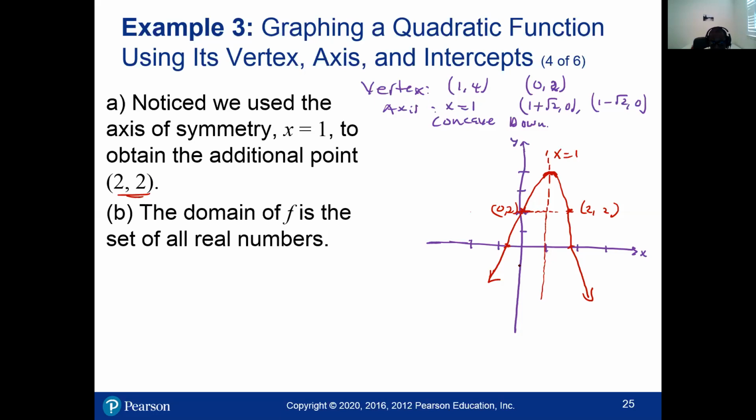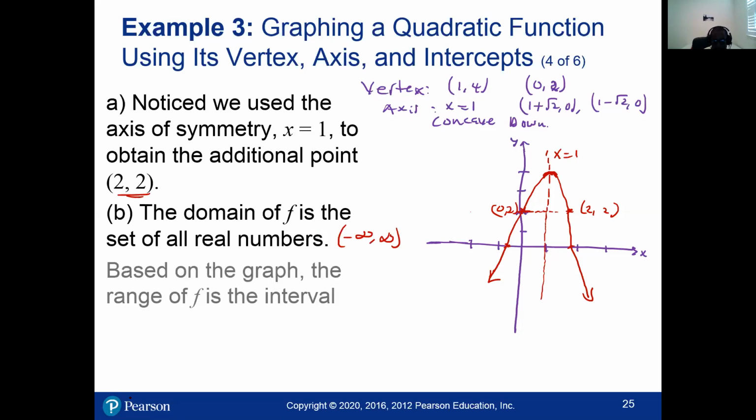So the question is B, what's the domain of this function? The domain is all real numbers, or we can say from negative infinity to positive infinity. Based on this graph, what's the range? This is 4, the vertex is (1, 4). So the range is everything from negative infinity to 4.